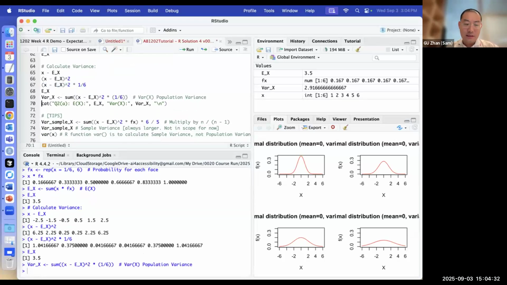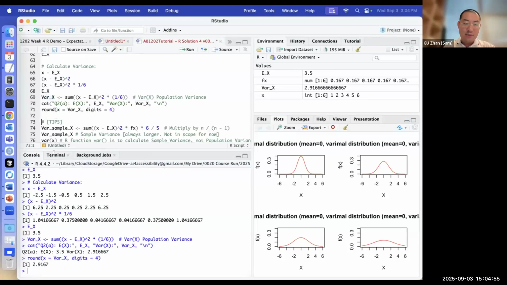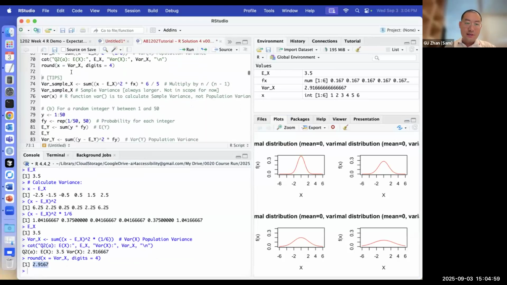Let's display it. The population variance tells you it's 2.9167, right? If you want to round it, you can do this in the quiz. Sometimes they ask you to round. So I say x equal to this value, this VRX. Then digits, how many digits do you want? I say I want 4 digits, then it displays 4 digits. So there's a tip here.